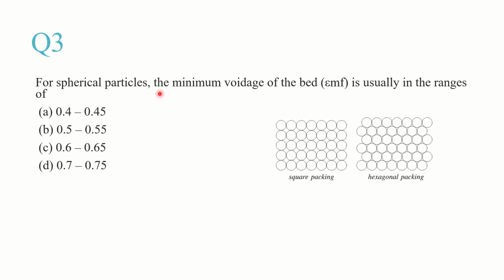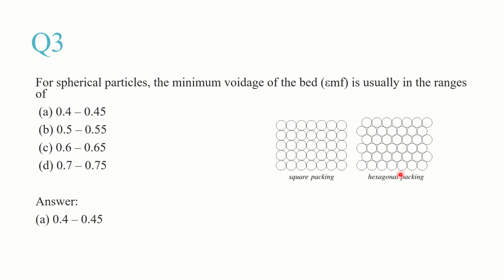We all know that at the minimum voidage of the bed, that is minimum fluidization, which is the start of fluidization, the particles would be suspended in the air. So the voidage would not be 0.3, since a packing fraction of 0.7 means 0.3. It would be somewhat more than 0.3, but very small compared to the other options. So the answer is 0.4 to 0.5. The answer is option A, that is 0.4 to 0.55 for the spherical particles.